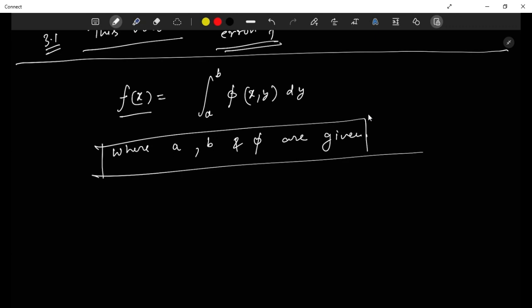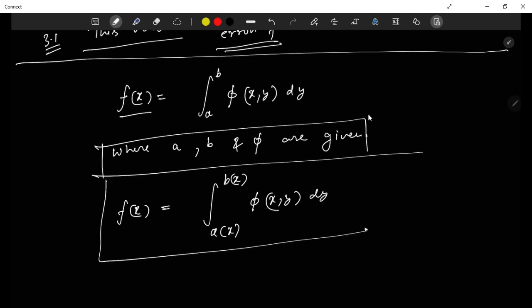Okay, so here we see that these two limits are constant, but a more general case can also be defined for this integral representation of a function, and it can be written like this: f of x, some limit from a of x to b of x, phi of x comma y dy. So this is the more general one.